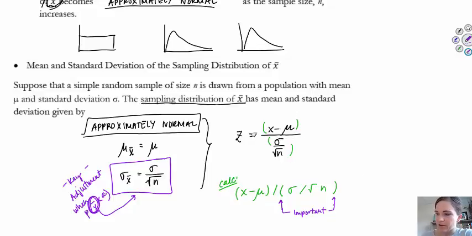So here we can make our z score. It's the x value minus the mean divided by the standard deviation of the distribution, but now that standard deviation of the distribution is divided by the square root of the sample size. So when you put it in the calculator, make sure to use parentheses as I've indicated here. Now let's try some examples.